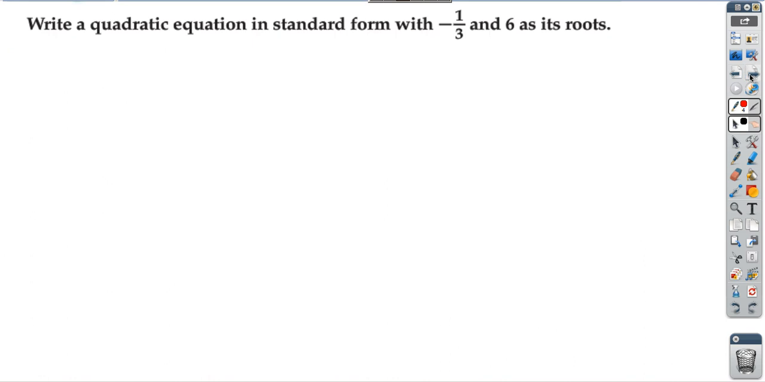Alright, now we're going to work through some of these problems. This one says write an equation in standard form. A quadratic equation in standard form looks like this: ax squared plus bx plus c, and it's always equal to 0. Write an equation in standard form that has these two numbers as the zeros.